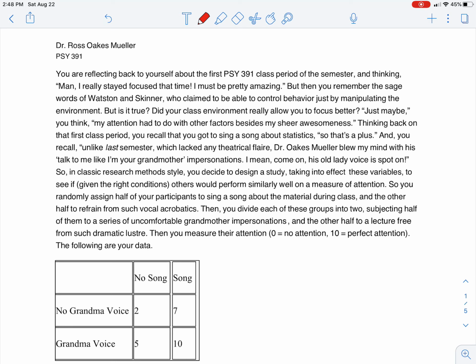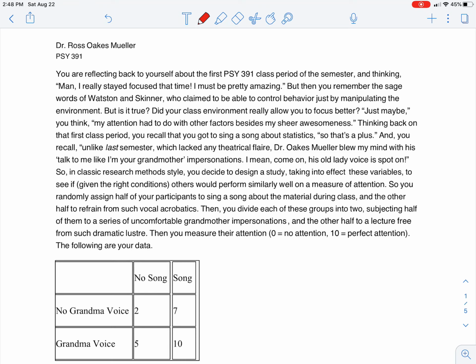But then you remember the sage words of the behaviorists Watson and Skinner, who claimed to be able to control behavior just by manipulating the environment. But is it true? Did your class environment really allow you to focus better? Just maybe you think my attention had to do with other factors besides my sheer awesomeness.